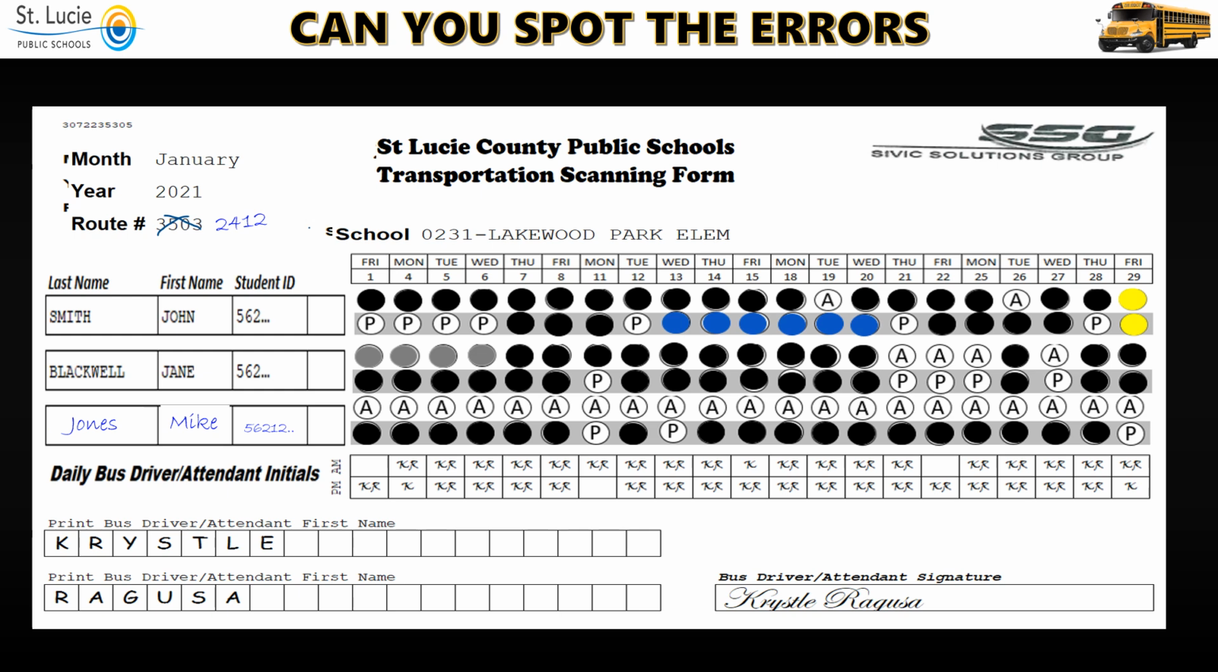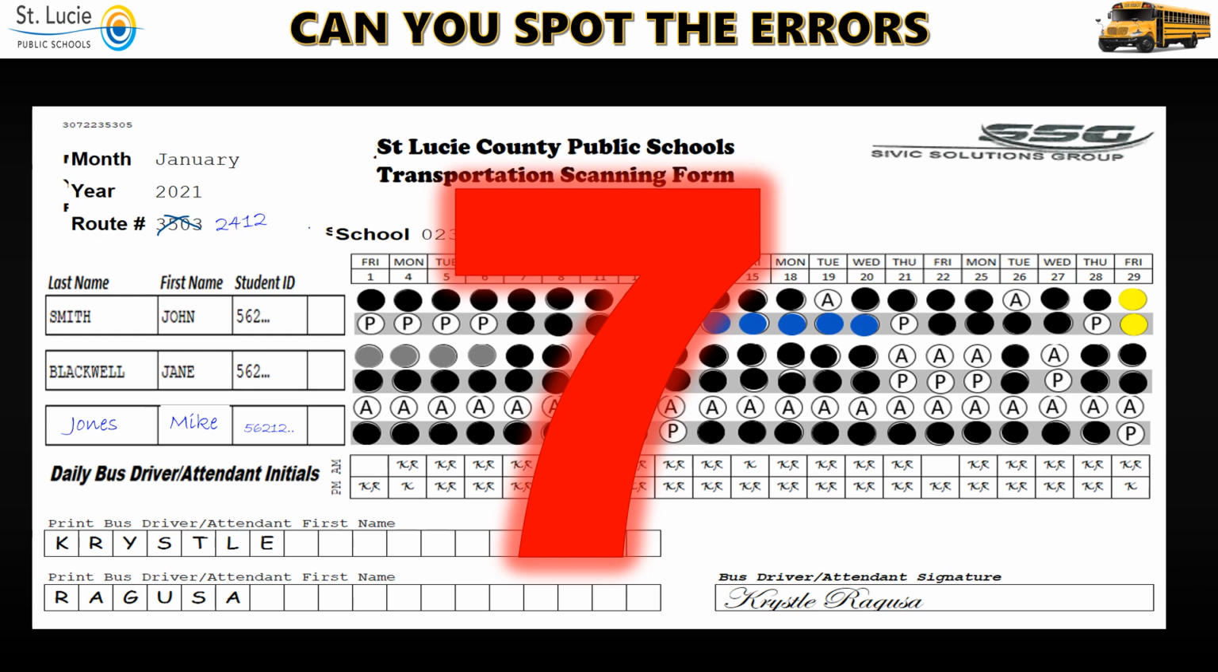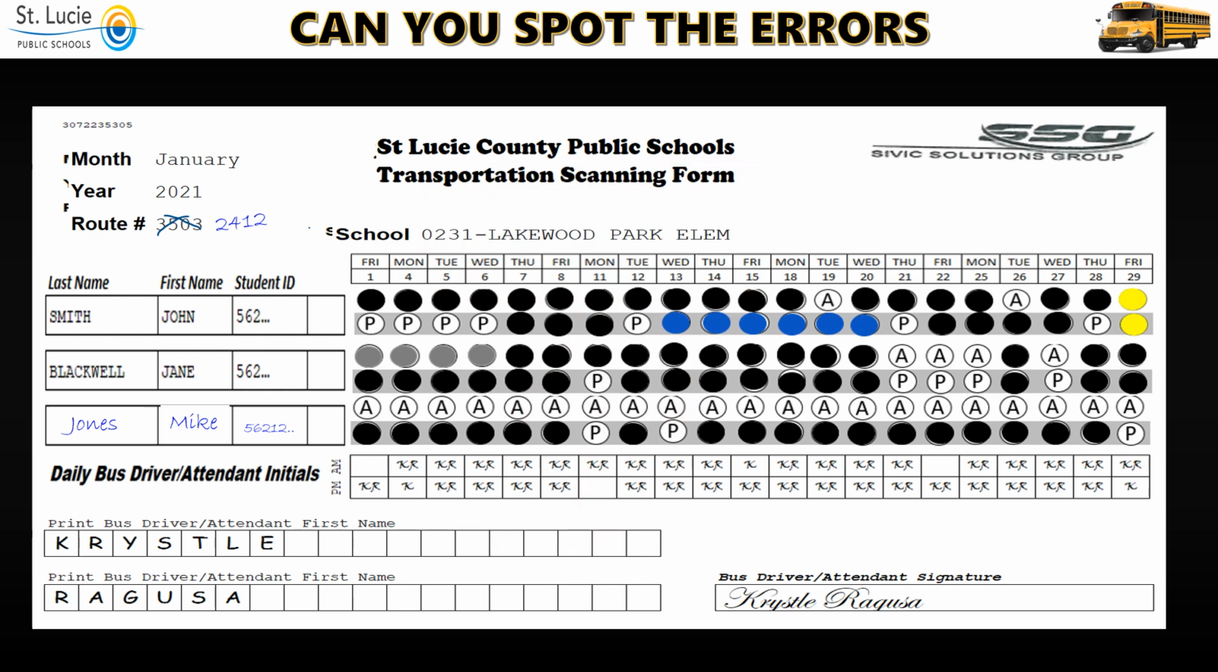The route number was crossed out and written in, as well as the student's name and 562 number. Blue ink, highlighter, and pencil were used to fill in some bubbles. There are 3 blank initial boxes and 3 partial initial boxes.